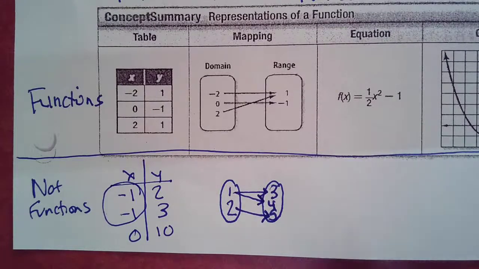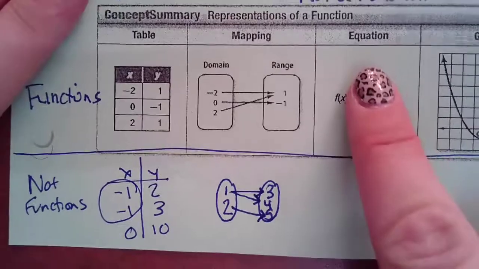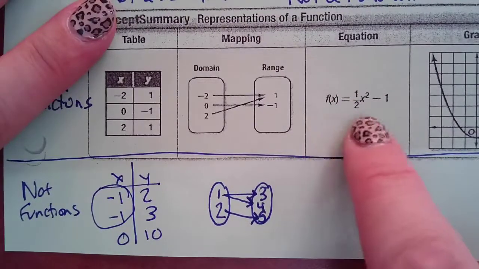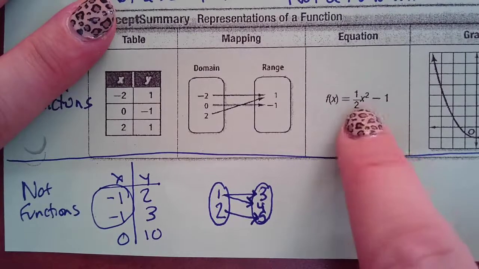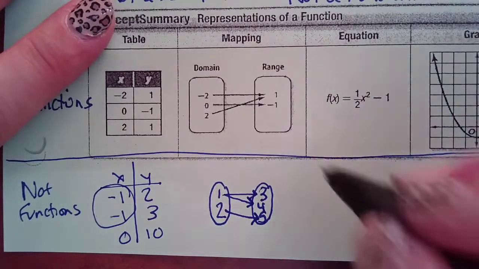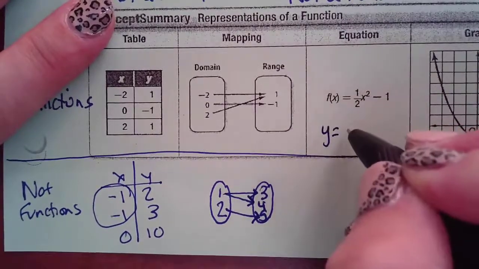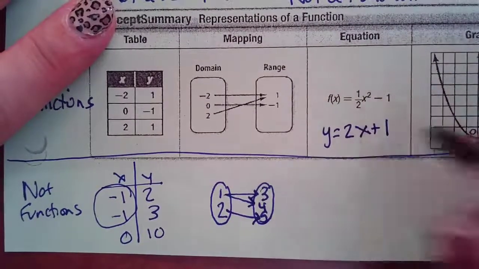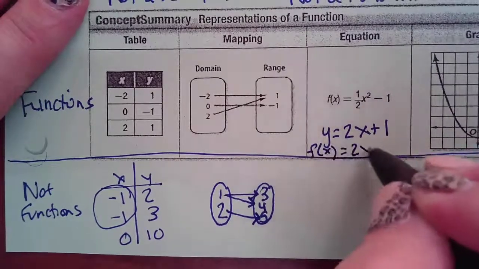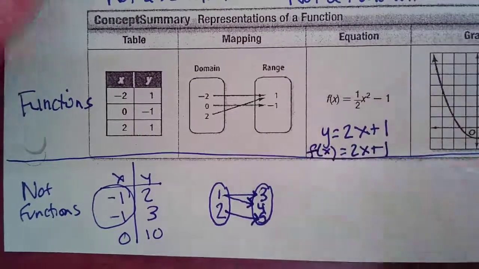Okay, this one's a little tricky. So some equations are functions. f of x is just like saying y. We have a squared, so 1/2 squared minus 1. We could do the y equals, what did I say earlier, 2x plus 1. That's a function. It could say f of x equals 2x plus 1. That's a function. It's a straight line, right? We did that all last unit.